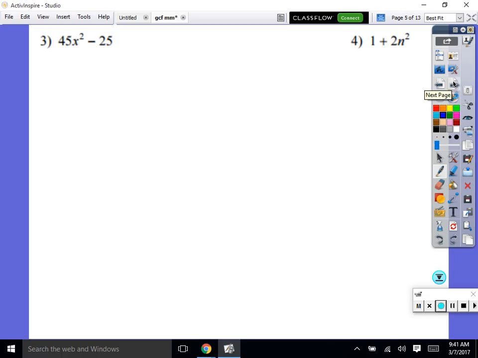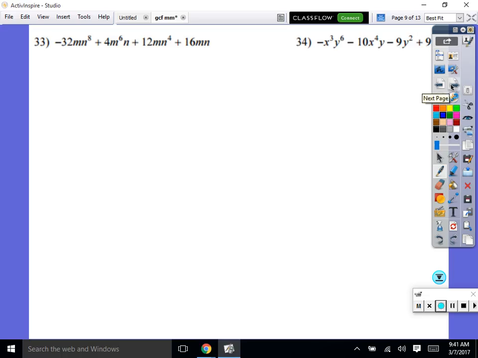Number 3. In 45x squared minus 25, what's the greatest thing in common? 5. Pull out a 5. So then divide by 5, divide by 5, and let's see what's left over. So you guys are good with that. Okay, I think you guys are good. I'm going to let you go for it. Okay, I think you're good. I truly believe we're all golden.